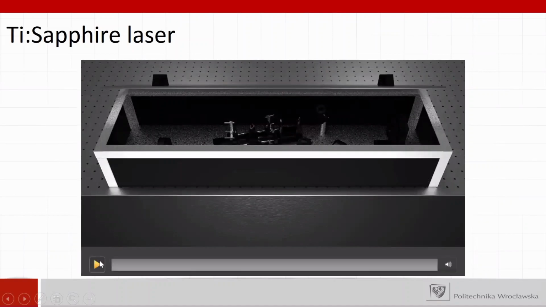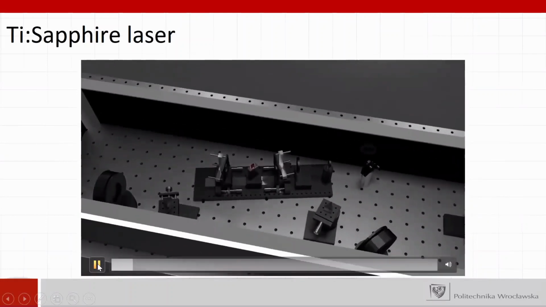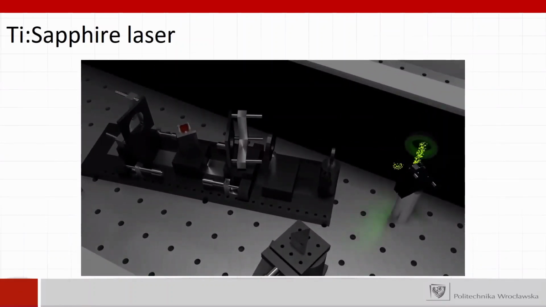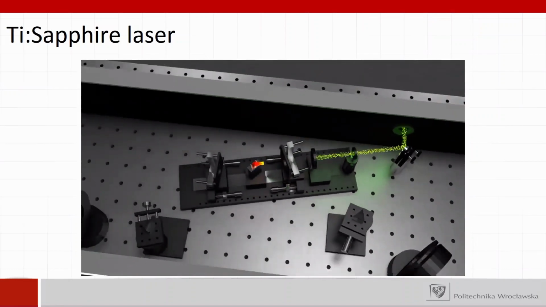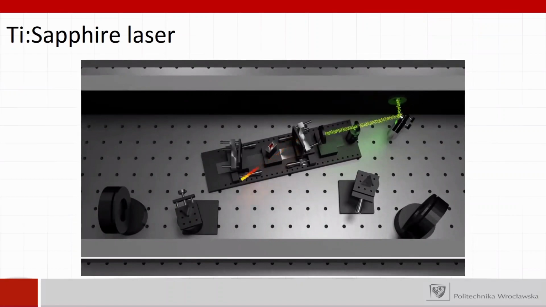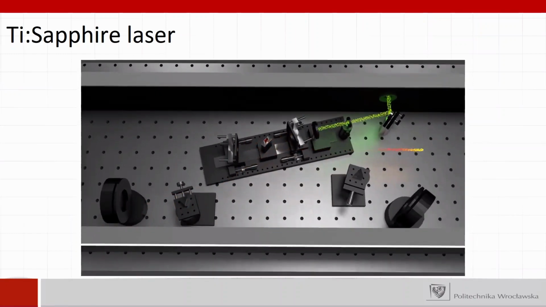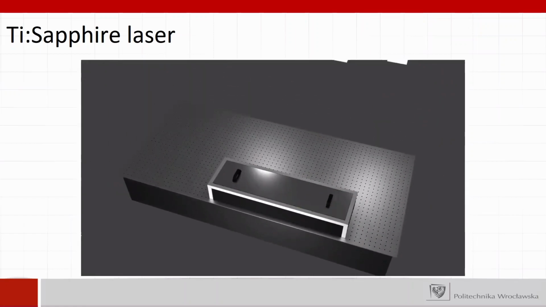I have a movie that shows the TiSAF laser. I hope you can see it, but here you can see the green pump that is focused on the titanium sapphire crystal, and the titanium sapphire crystal generates the red, which corresponds to the, let's say, 800 nanometer bandwidth, and the pulse is bouncing between the mirrors of the resonator and going to the output.